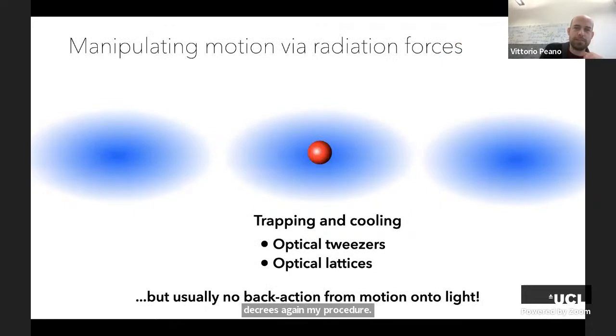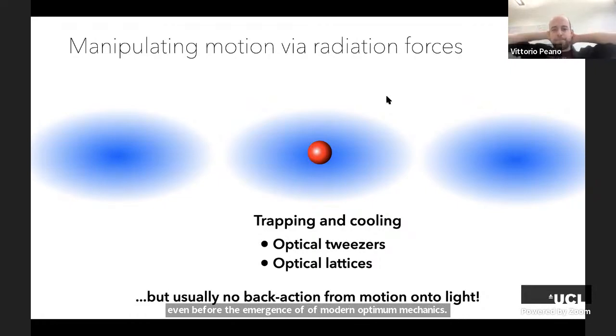Okay, and then the last thing I want to cite regards radiation forces without the cavity. Even before the emergence of modern optomechanics, they have been exploited for trapping and cooling small objects in the micrometer regime, or even single atoms. In this setting, I can really manipulate very tiny objects with radiation pressure, but an element of cavity optomechanics is absent, so I usually do not have a back-action of the motion on the light, whereas in optomechanics I can even have this regime.